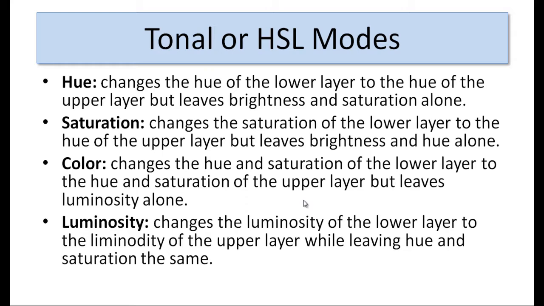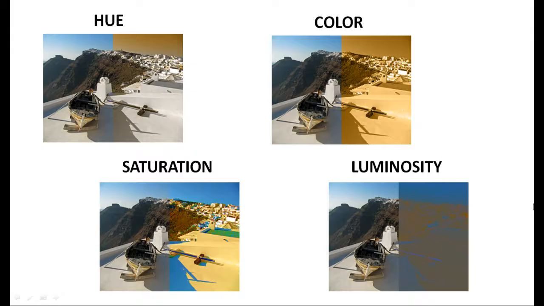And the final blending modes are the tonal or HSL blending modes, and they use the upper layer to edit the hue, saturation, color, and luminosity, as you can see over here, of your final result. Now let's have a look at your base color basically. Yeah, I'm sorry for that. And this is how they interact with your base color whenever you use the different blending modes.